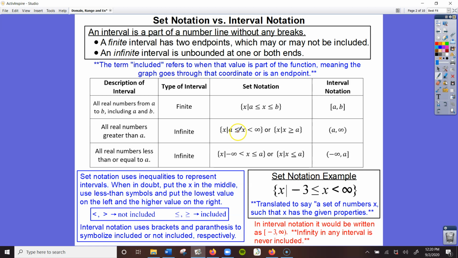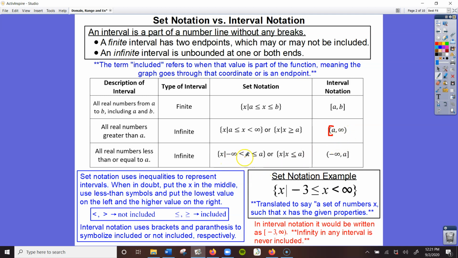You see how this line is underneath? That means that that value a is included. So this should actually be a bracket. And then if it goes on to infinity, we would put infinity and never include it. We always put a parentheses. And this is because infinity is not a real number. I can't put a dot on infinity, therefore I can't include it. So we always put parentheses.